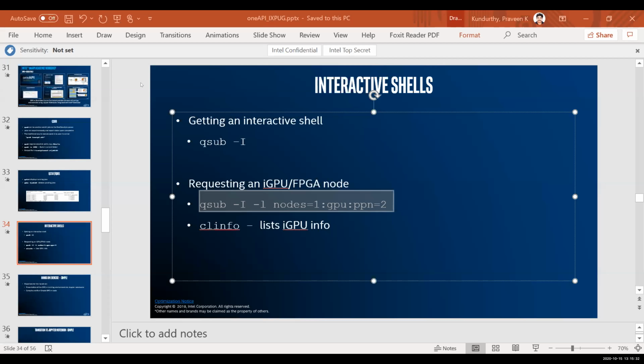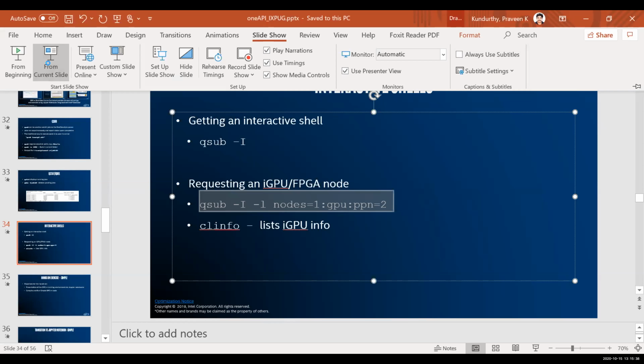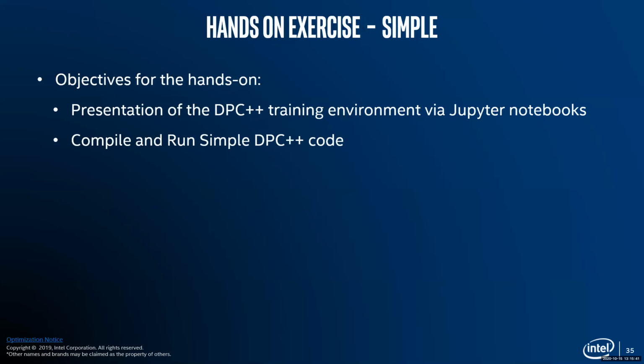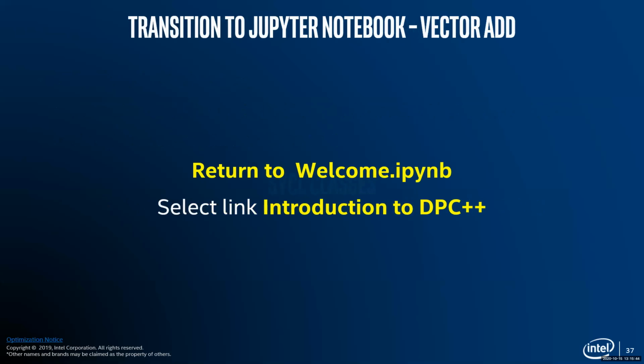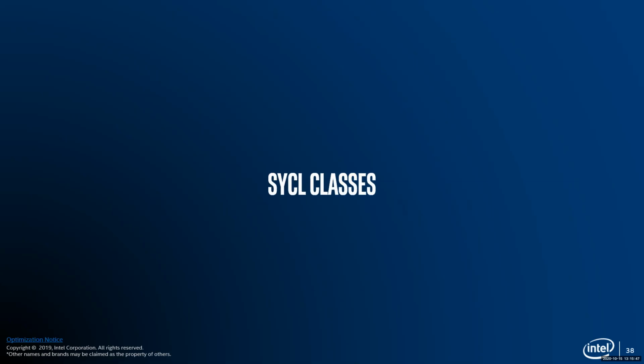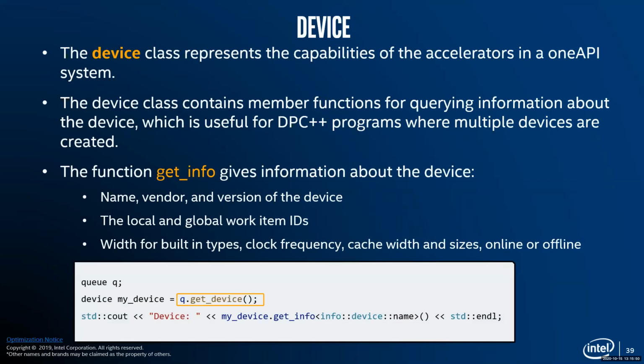So let me stop this screen here and let me go back to my slides. So we did the hands-on simple exercise, right? And we did the vector add, right? So let's talk about some of the basics of SYCL classes. So the first thing we talk about is the device class. So in the starting of the session, I was talking about the platform model, where you need to actually identify the devices that are connected to your system that you can actually offload to, right?